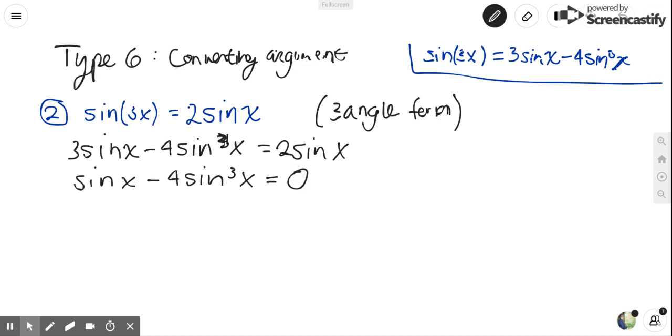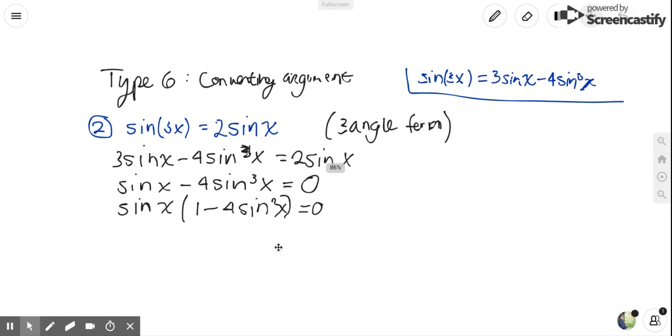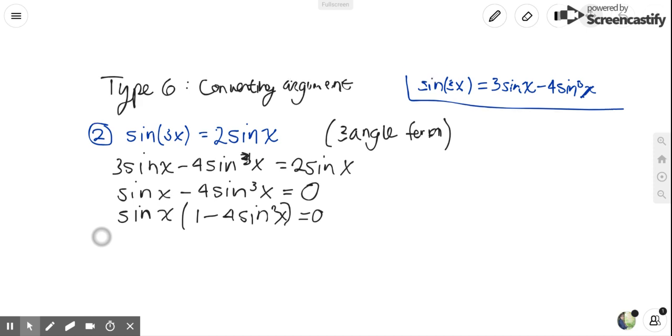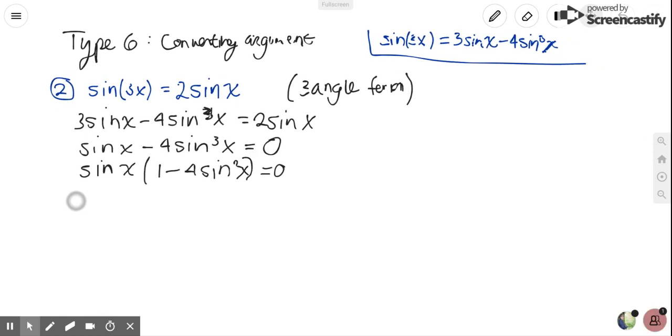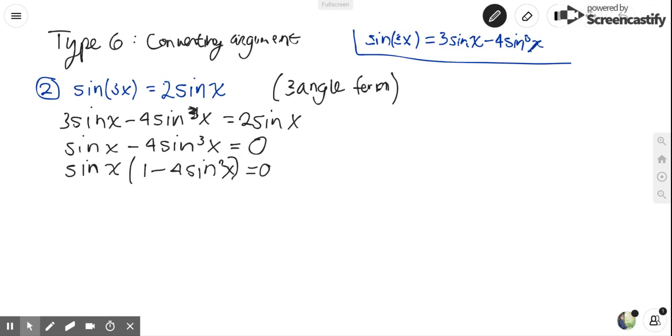And then this is now just becoming a simple factoring problem. So I'm going to factor out sine of x. And then this is going to become 1 minus 4 sine squared of x is equal to 0. So we now split this problem in 2 smaller parts. So the first part would be sine of x is equal to 0.